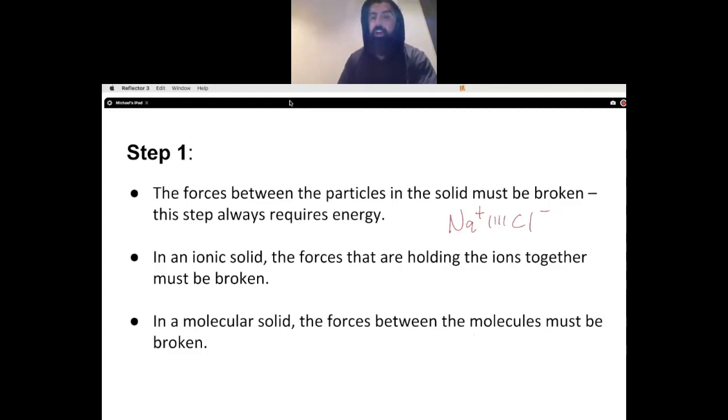So in an ionic solid, just like we've got up here with the NaCl, the forces that are holding the ions together must be broken. Okay, if we were looking at a molecule, we would have to break apart the molecules that are holding together, and all that is going to require energy. Okay, so to break the attraction between an ionic bond or between the forces of molecules, right? And so the force of molecules, talk about covalent attractions, right? Hydrogen bonds, they need to be broken, and they all require energy.